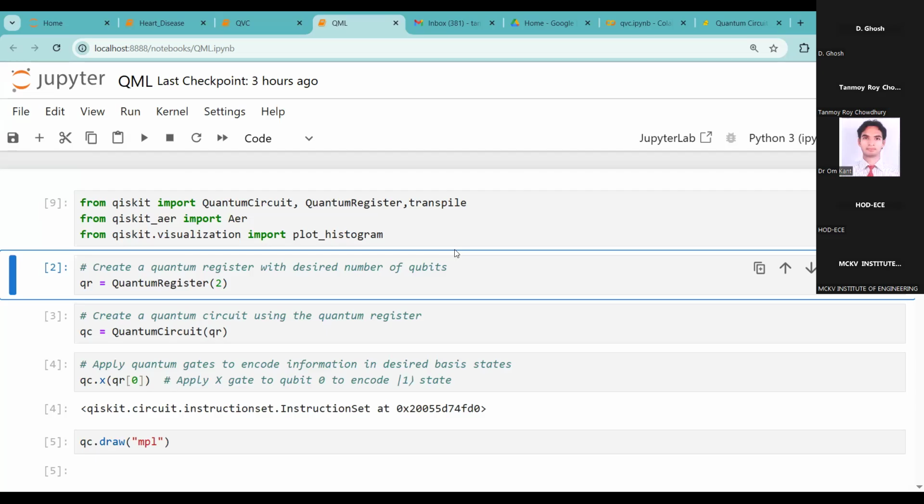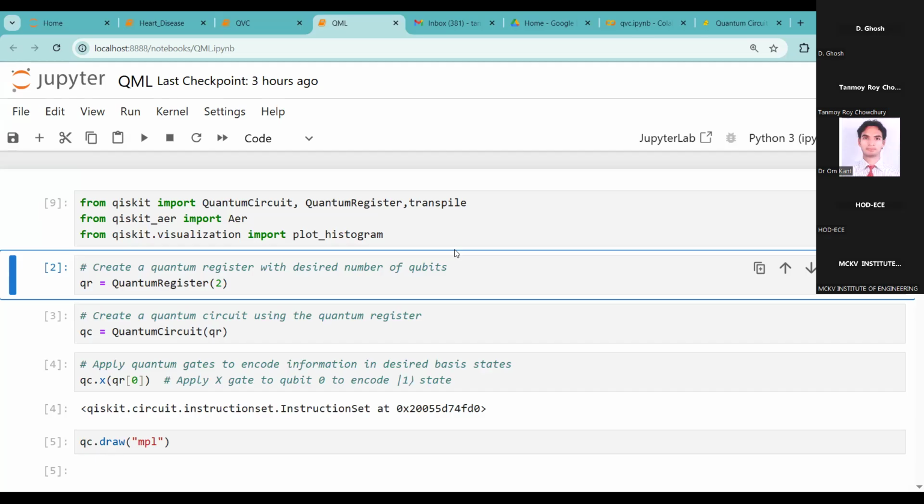So what is this AER? This AER is basically a simulator. If I log into some IBM website, quantum computing cloud services, I will be able to use an actual quantum computer. But here I won't be using an actual quantum computer. I'll be simulating a quantum computer. So you can simulate your programs rather than running them actually on a quantum computer.